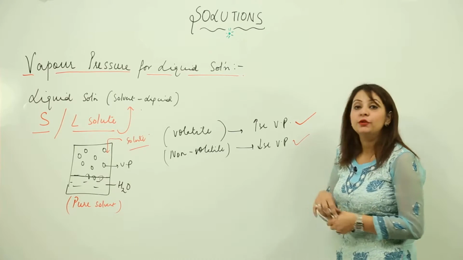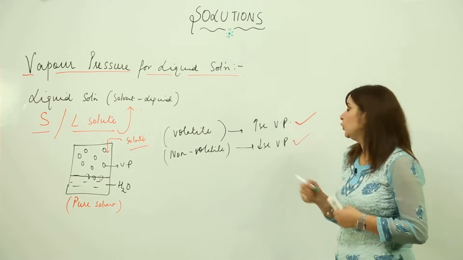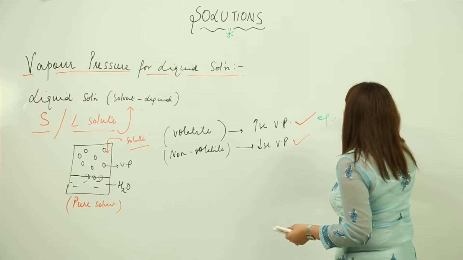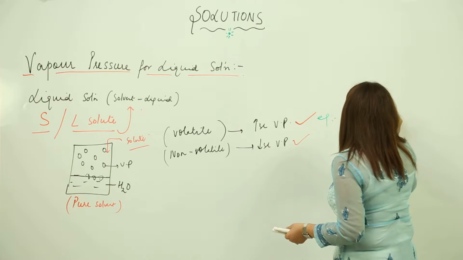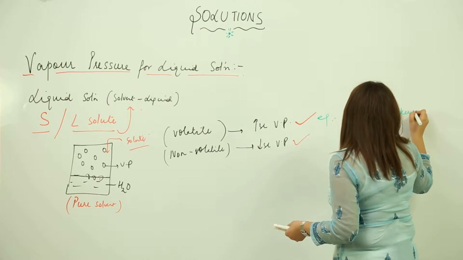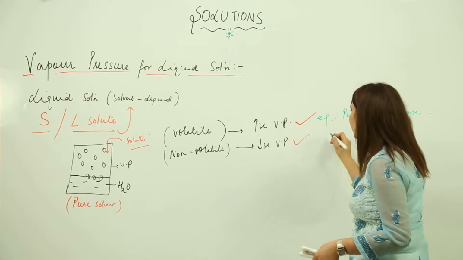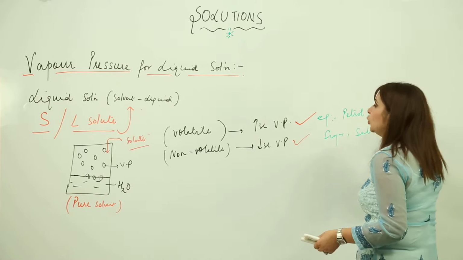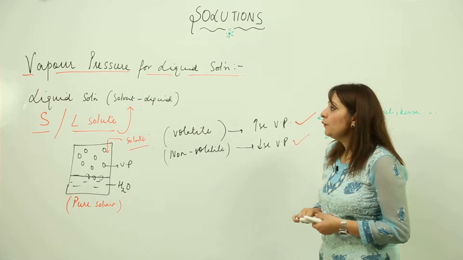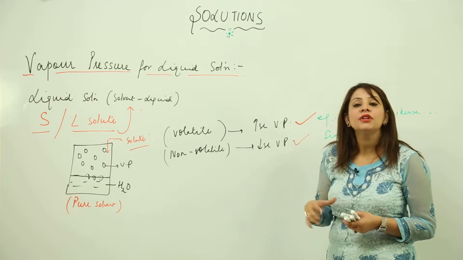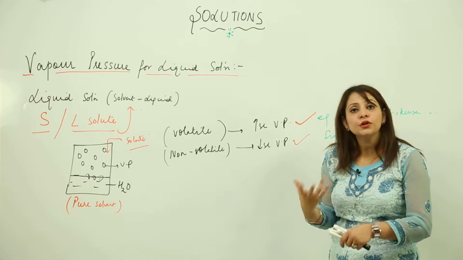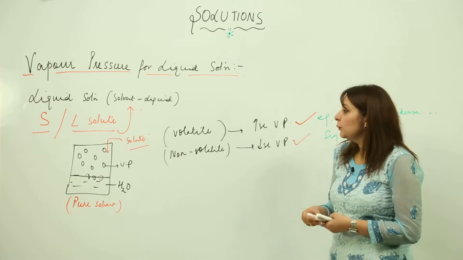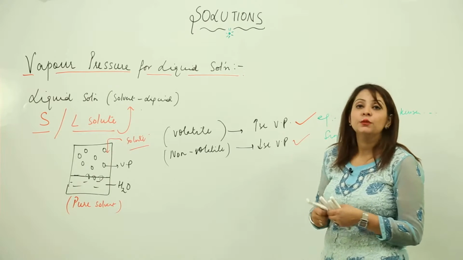So let us write a few examples of volatile and non-volatile solutes. Volatile, say petrol, diesel, kerosene, and non-volatile being sugar, salt, etc. They are non-volatile solutes. Now we are going to study how this vapor pressure gets affected, or what is the cause of vapor pressure, or what law holds good for this vapor pressure. So before we start, we are just starting with Raoult's law.